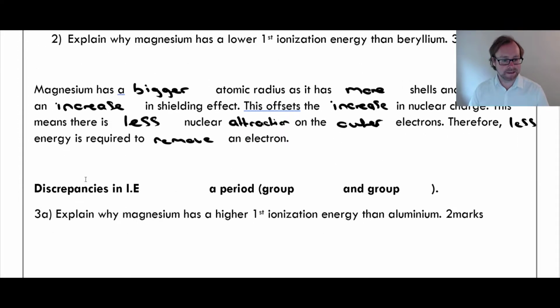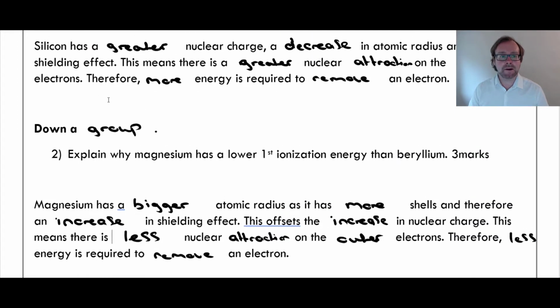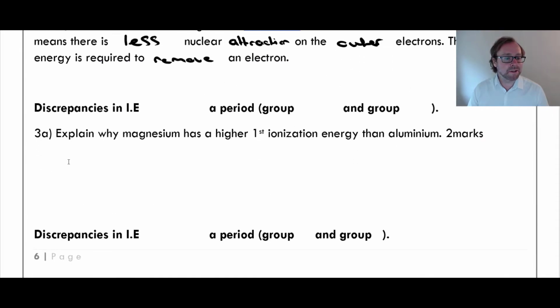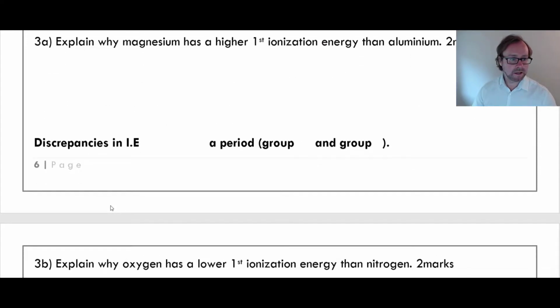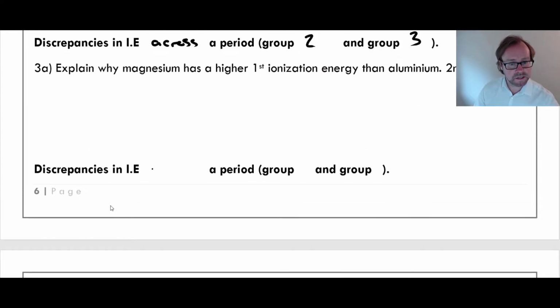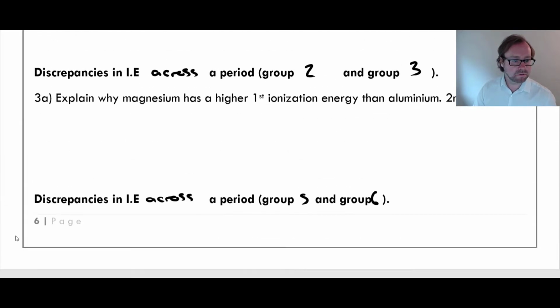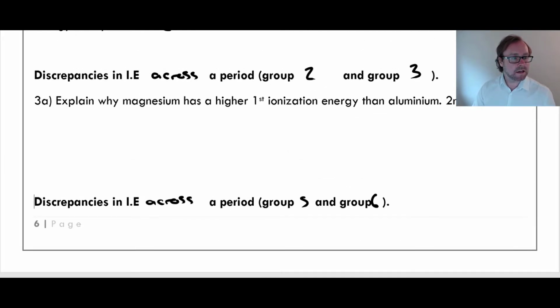Right, so this means there is less nuclear attraction on the outer electrons, therefore less energy is required to remove an electron. Okay, now we hadn't done any practice on these, but for question 3a and 3b, I want you to have a go at answering these yourselves. So discrepancies in ionization energy across a period, between group 2 and group 3, and discrepancies in ionization energy across a period for group 5 and group 6. Okay, so I'd like you to have a go at answering these two questions.